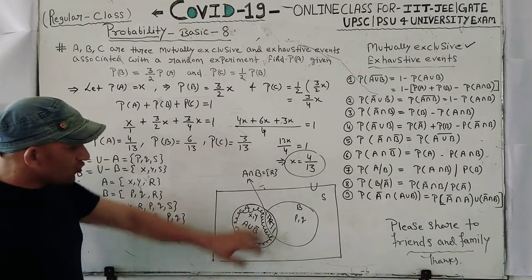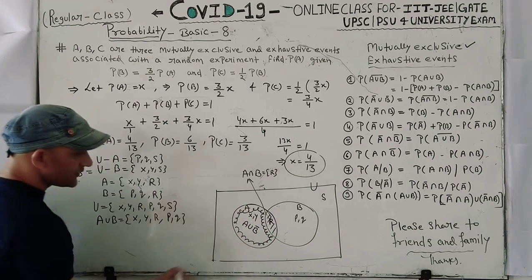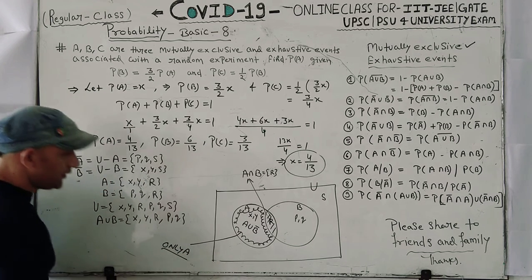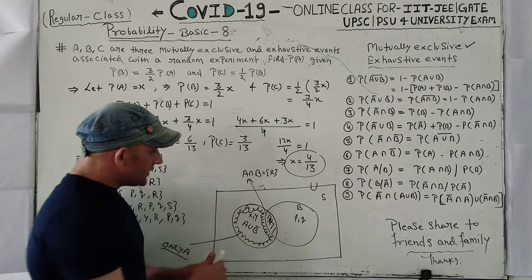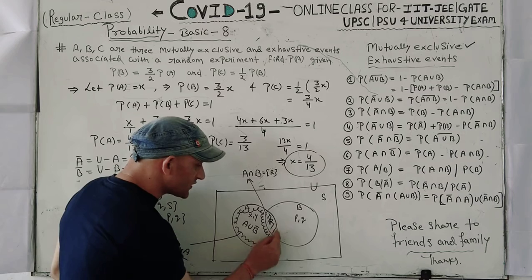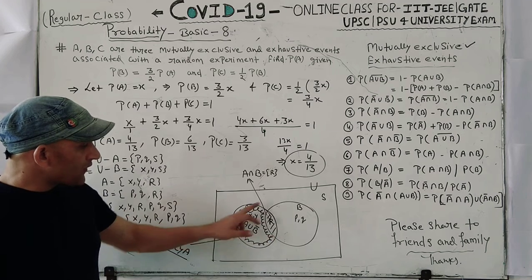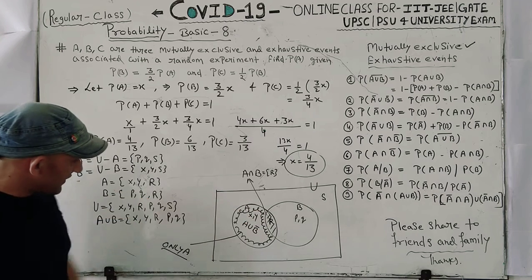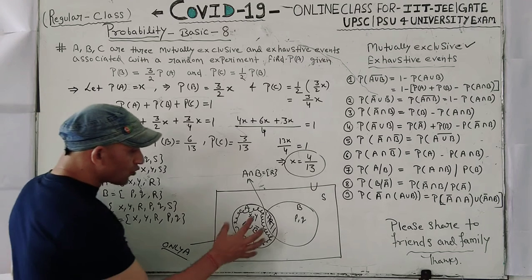Now this means only A. Only A means you have to select the elements that are present only in A, not in B. You can see that this part is for B and also for A, that is the common part for A and B. So we have to leave this part. The remaining part represents only A. So there are only two elements, X and Y.